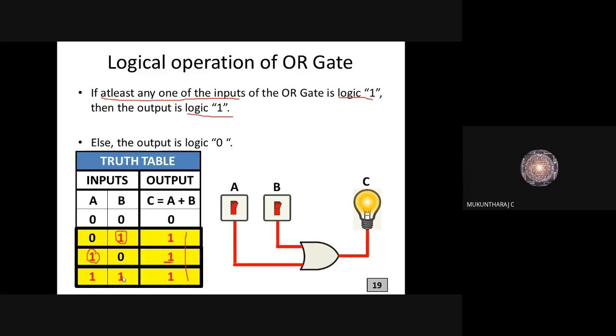Right? In the fourth case, both the inputs are logic 1, so this gate produces logic 1 in the output. But what about the first case? Both the inputs are 0. For this condition, OR gate produces logic 0 as the output. So for OR gate, at least any one of the inputs should be logic high. Then only OR gate will produce output as logic 1. Otherwise, the output will be logic 0.